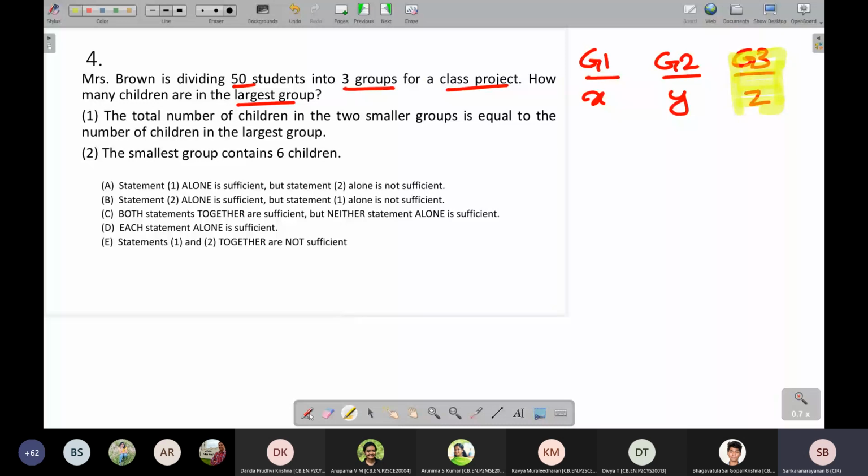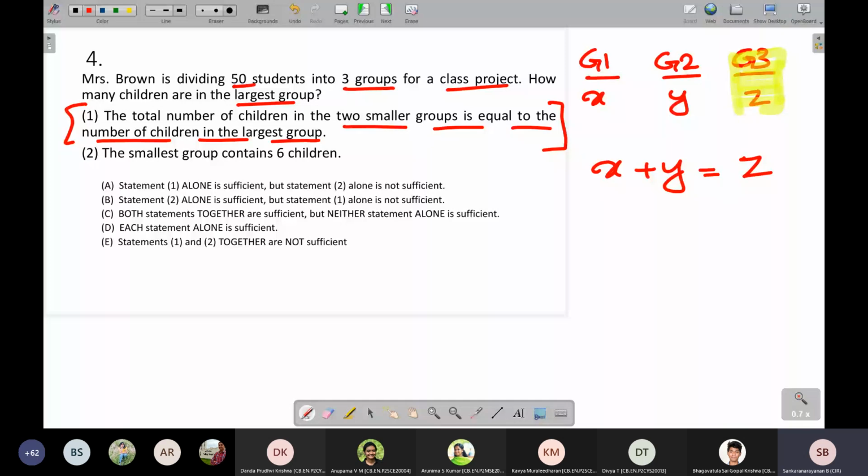The total number of children in the 2 smaller groups is equal to the number of children in the largest group. We can thus conclude that with statement 1 alone, we have X plus Y, the total number of children in the 2 smaller groups, G1 and G2. This total X plus Y is equal to the number of children in the largest group, that is Z. So we can see that X plus Y is equal to Z.